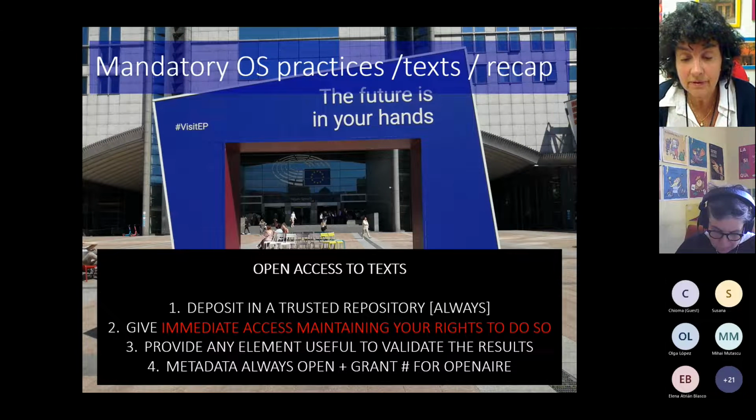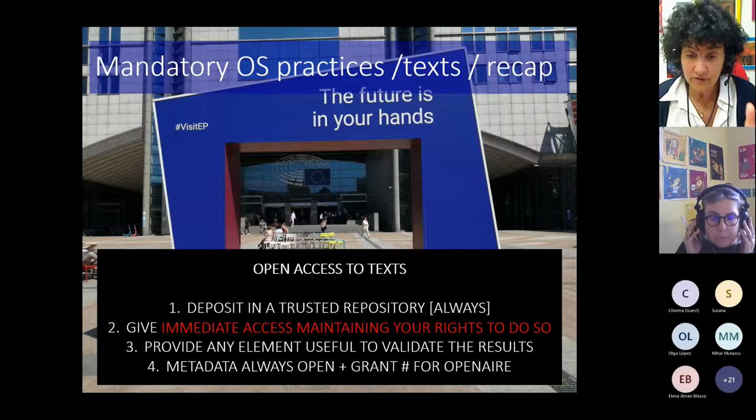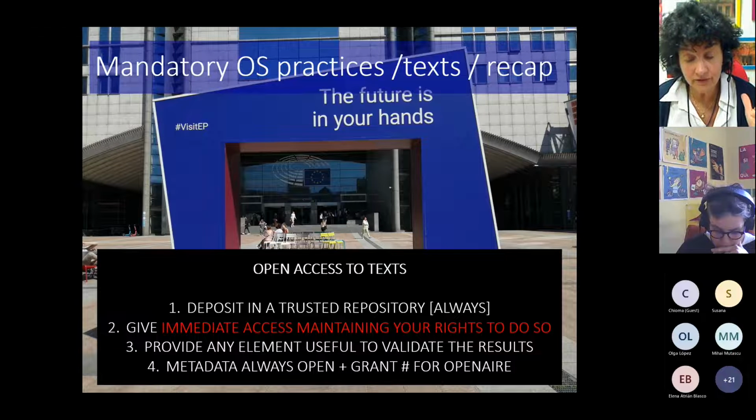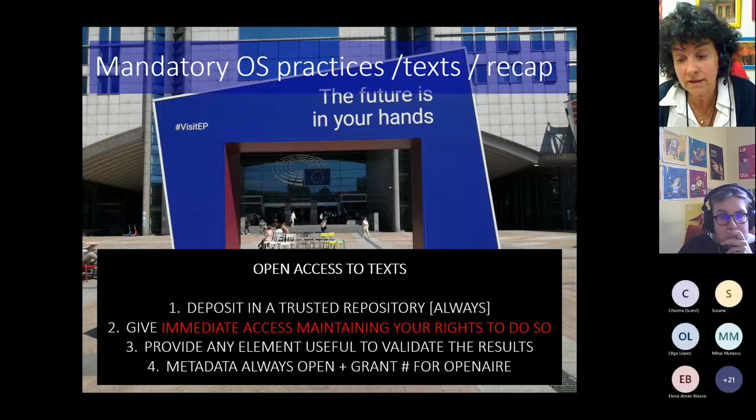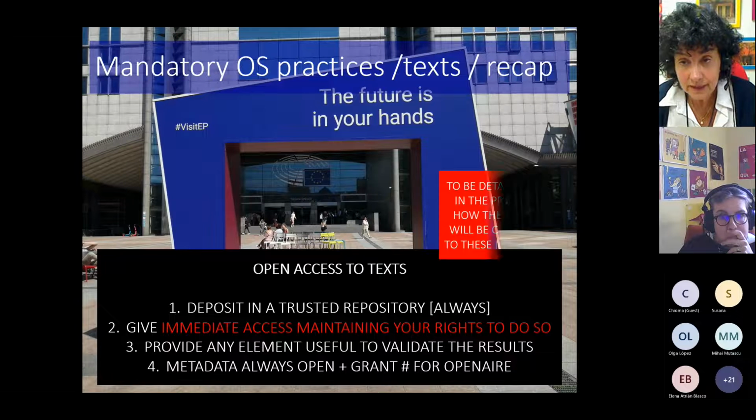Just to recap, open access to text. First step, always deposit in a trusted repository, even when you publish in an open access journal. Give immediate access, maintaining your rights to do so. Provide any element useful to validate and replicate your research. And the metadata should be always open, plus the grant number to enable OpenAIRE harvesting. Okay.